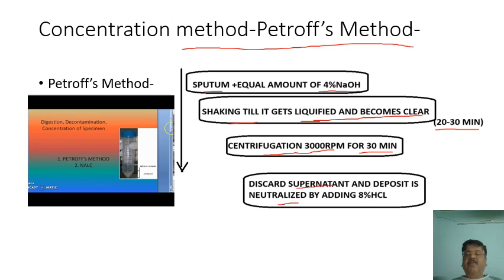For further examination, it should be neutralized with 8% hydrochloric acid, and this is used for the inoculation of culture media like LJ medium, and it can also be used for the smear examination. So what are the advantages? In this, there will be digestion and decontamination. The commensal organisms in the sputum sample get decontaminated and removed, and simultaneously the sputum is concentrated. So two methods are there: Petroff's method, which is the most common and popular method, and the second one is the NALC method.